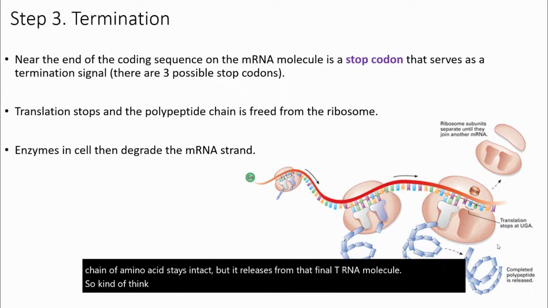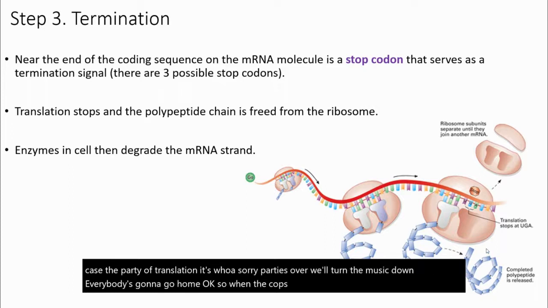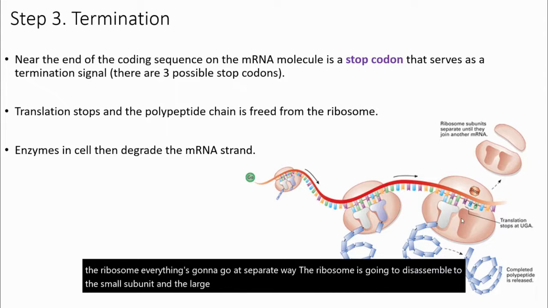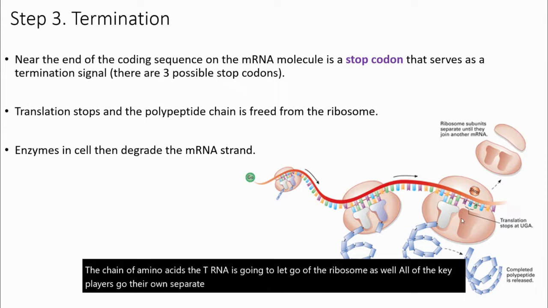So kind of think of the release factor as like cops, right? So if cops arrive to the party, in this case, the party of translation, it's like, whoa, whoa, whoa, sorry, party's over. We'll turn the music down. Everybody's going to go home. Okay. So when the cops arrive, again, the release factor arrives to the ribosome, everything's going to go its separate way. The ribosome is going to disassemble to the small subunit and the large subunit. The tRNA is going to release the chain of amino acids. The tRNA is going to let go of the ribosome as well. All of the key players go their own separate way, and the process is done.